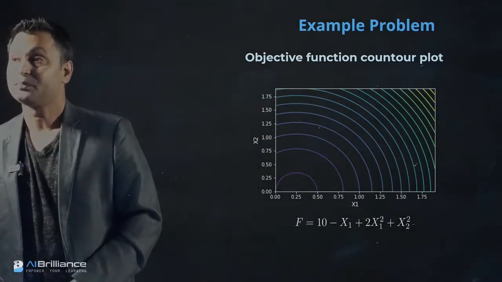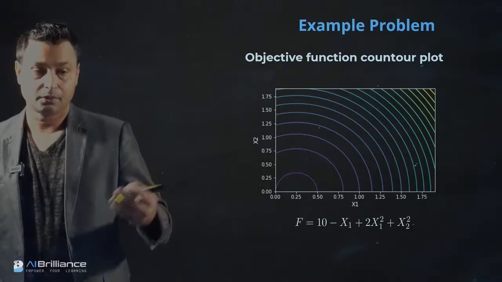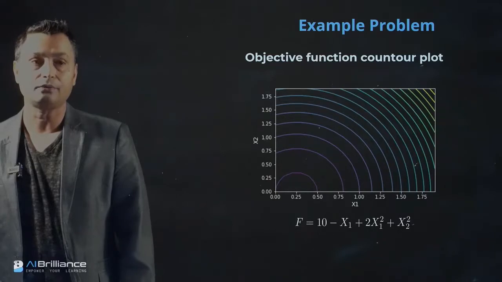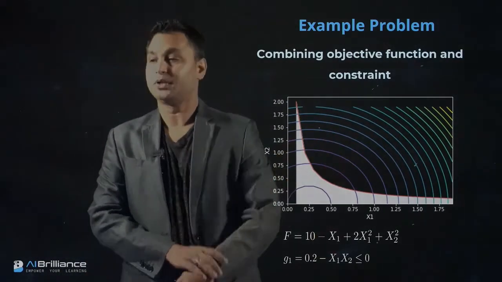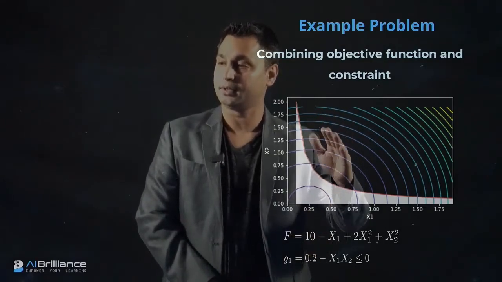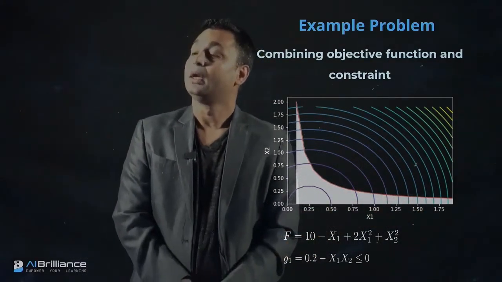So the next step is to superimpose the objective function with the contour plot of the constraint function. If we do that, and merge both of those plots together, this is how the plot is going to look. So now let's discuss what this means.